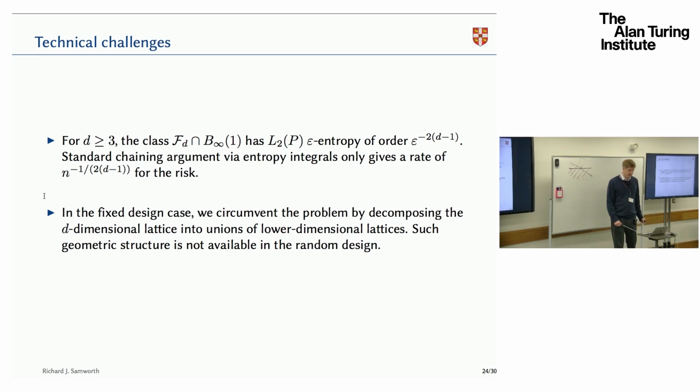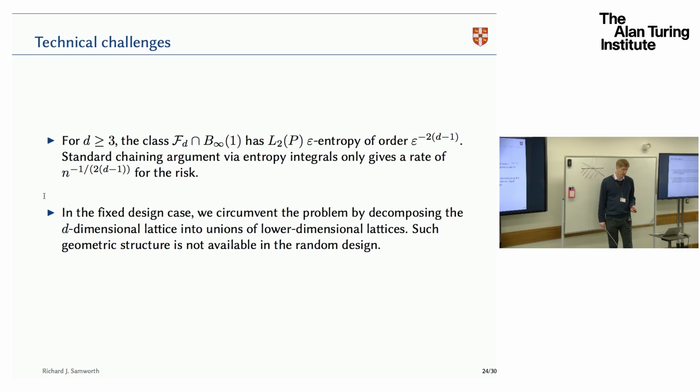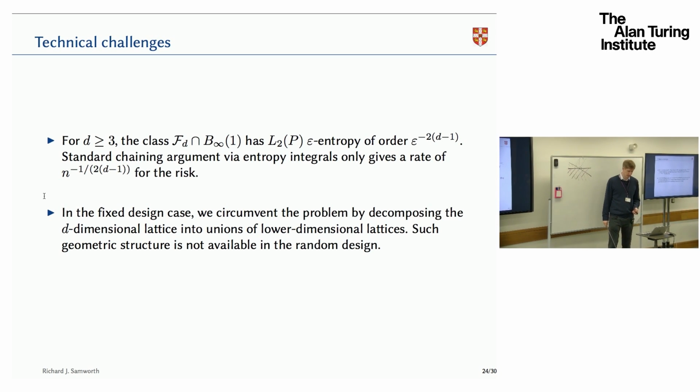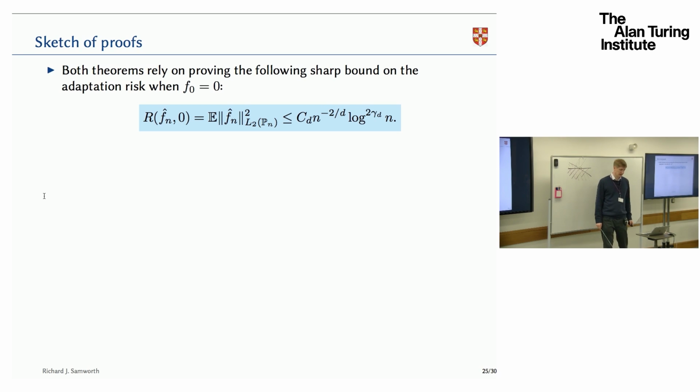As I explained in the fixed design case, what we were able to do is to decompose each of the lattice into slices and then think about removing the joins between those slices. We don't have that sort of regular structure in the random design case, and that's part of what makes things significantly more challenging.